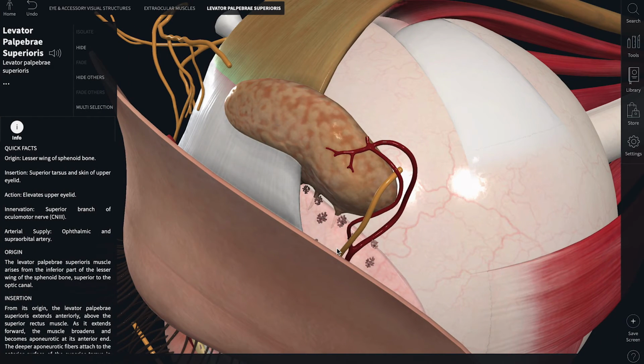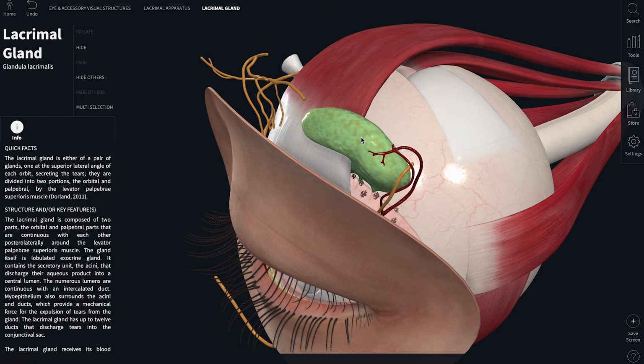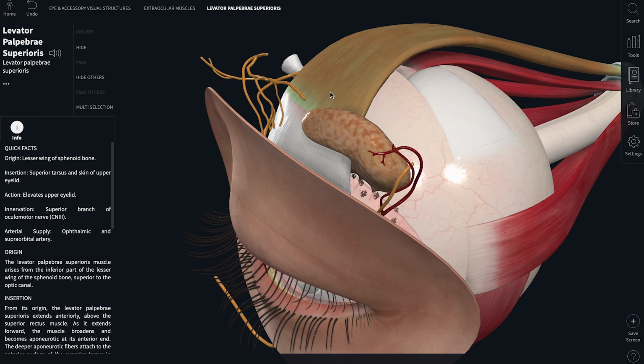Now let me show you a detailed model of the eye. On this colored green structure is the lacrimal gland. This right here is the levator aponeurosis. And this right here is the levator palpebrae superioris.